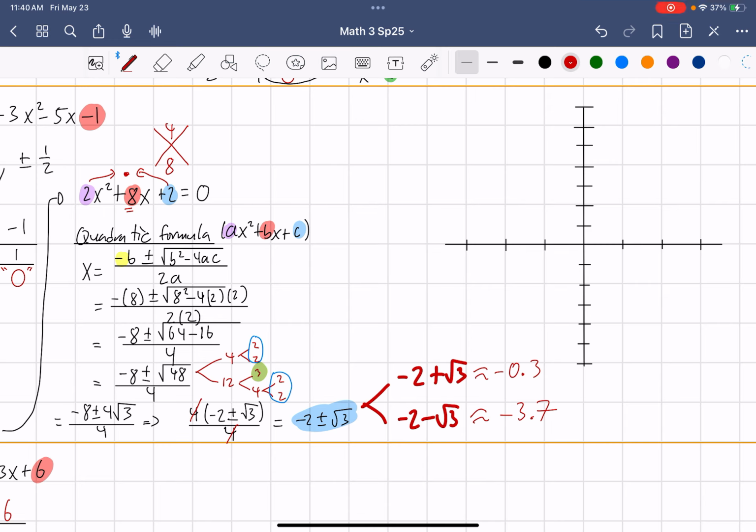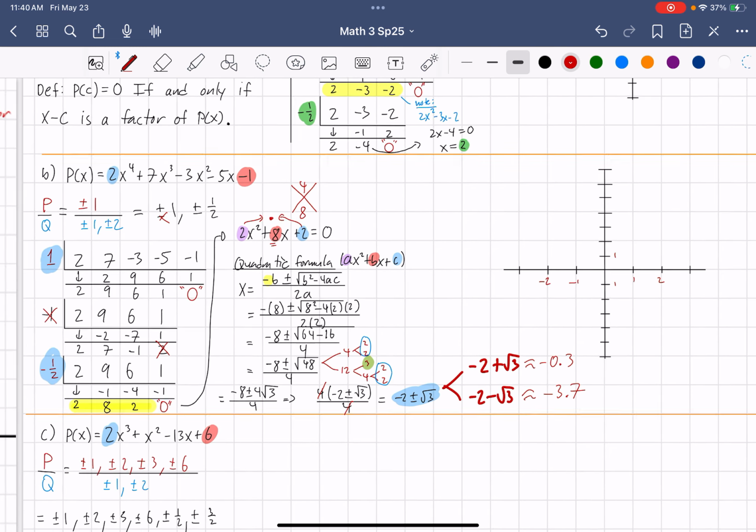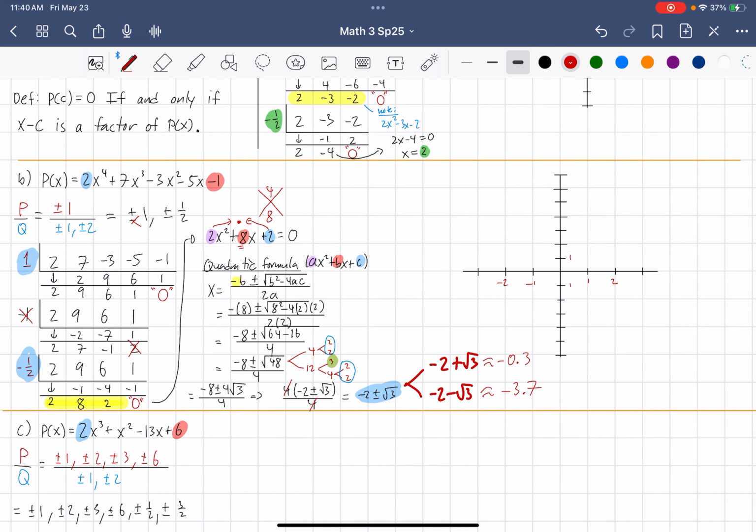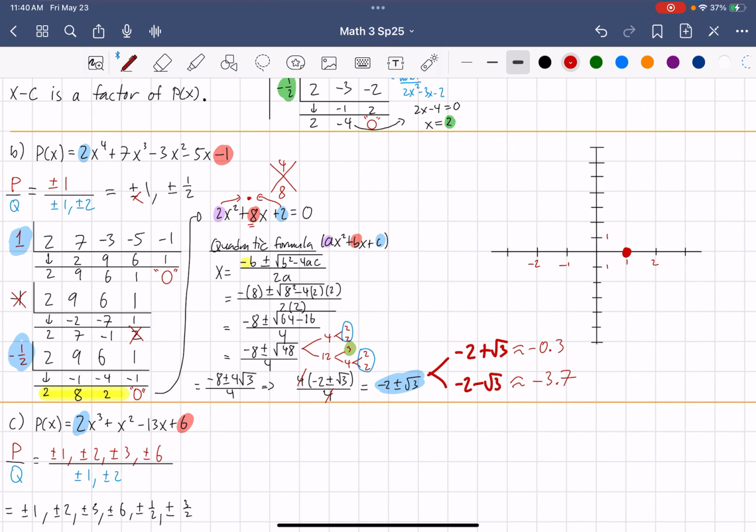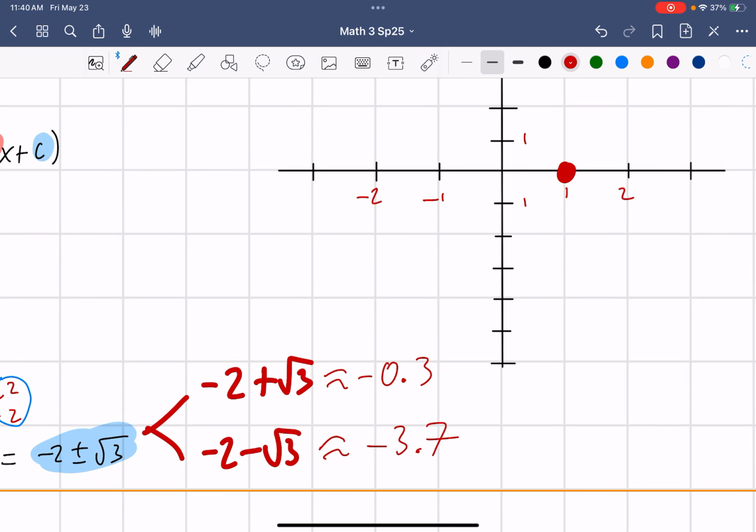So this represents 1. This represents 1, 1. This is 2. This is negative 1. This is negative 2. So the scale's a little off just so we can make it fit. But we had a 0 at 2. Sorry, at 1. And then we have a 0 at negative 1/2, which is 0.5. But then we have this other 0 at negative 0.3, which is right about here. So again, that's this one's that one right there. And then negative 3.7 will most likely be, or sorry, not most likely, it would be over here.